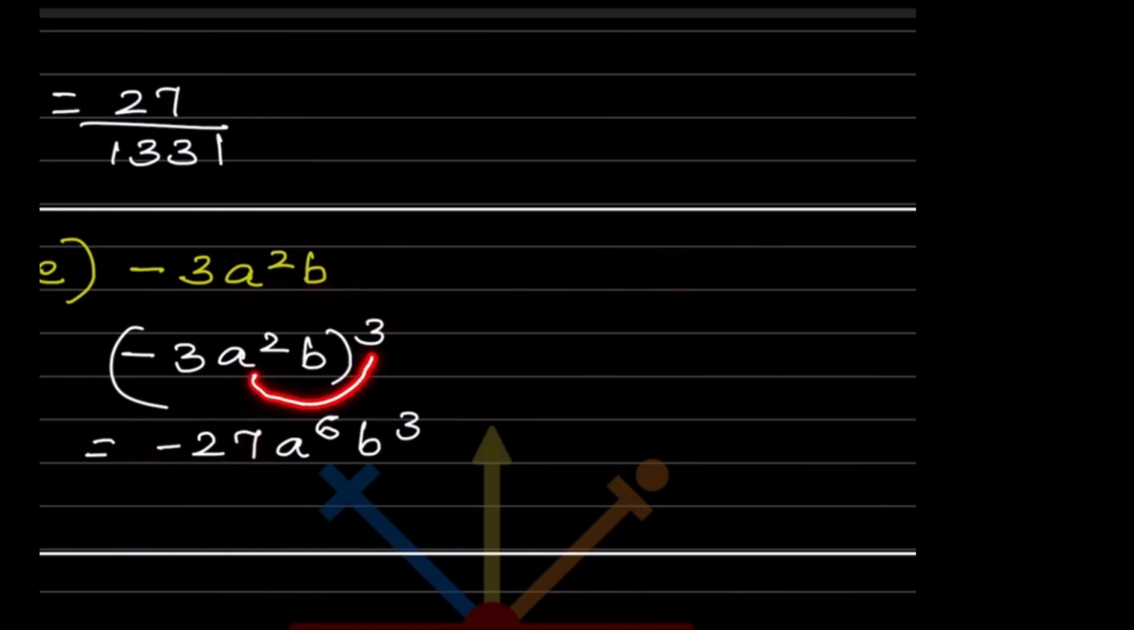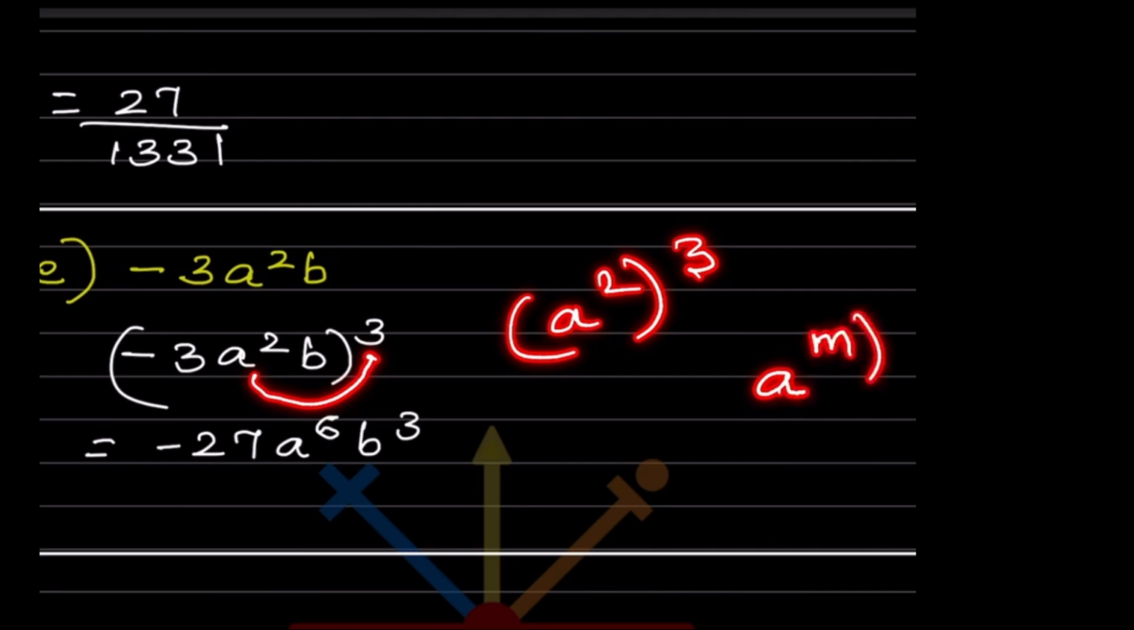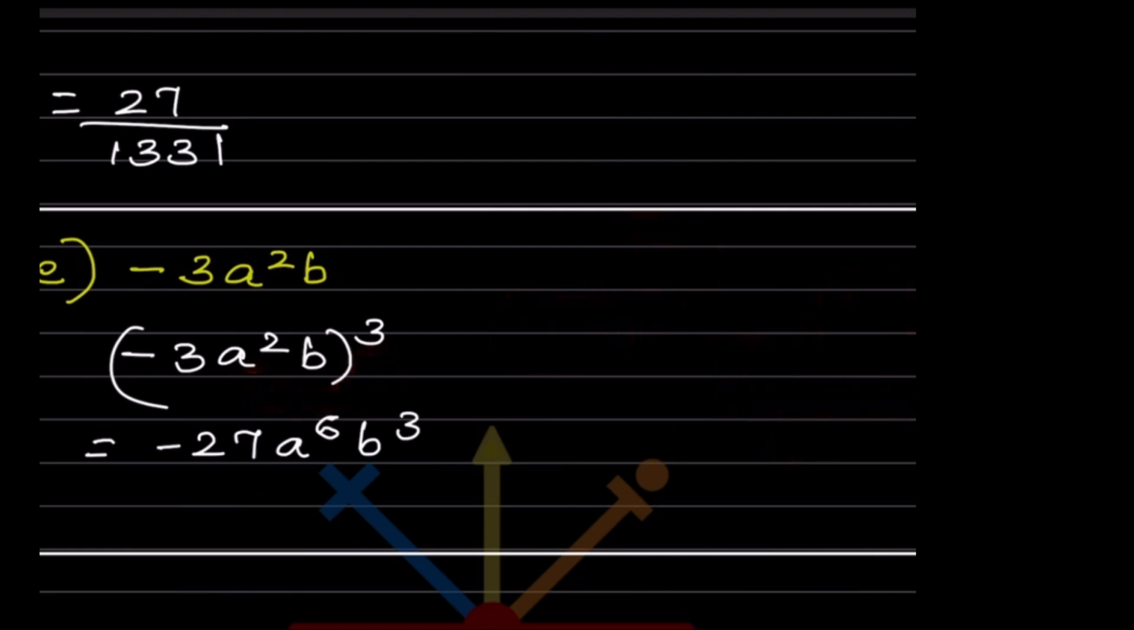Now you will concentrate on this a part. A raised to 2 and this is cube of it. So you know a raised to m, raised to n, that is going to be a raised to mn. So this is going to be a raised to 6. Now here b cube. So this is the answer.